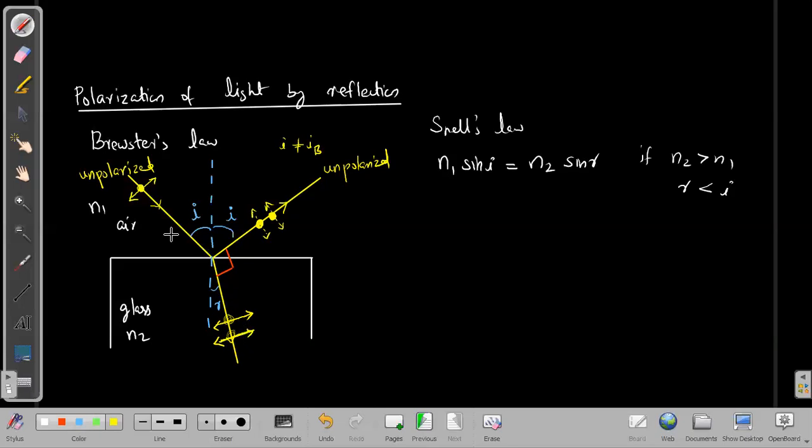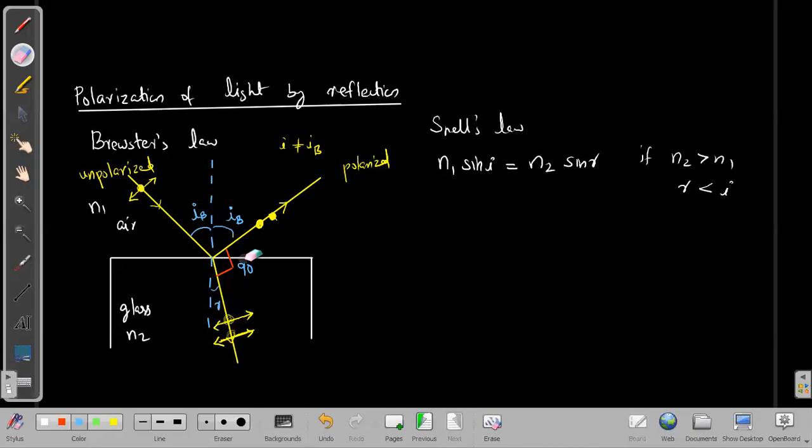Now, if you change the angle of incidence to the Brewster's angle IB, then this becomes 90 degrees, and the reflected light will contain only dot and no arrow. There will be only the S polarization and no P polarization. So your reflected light becomes completely polarized, and this is called the Brewster's law.